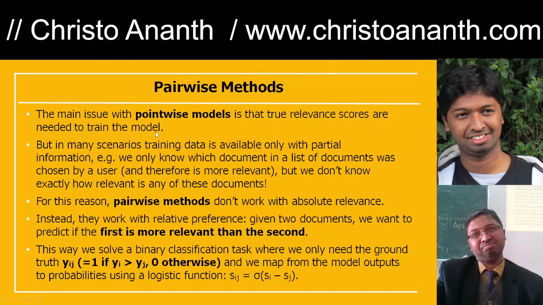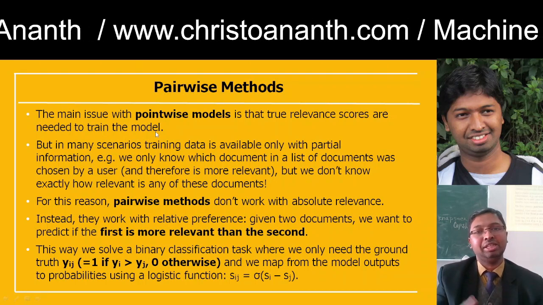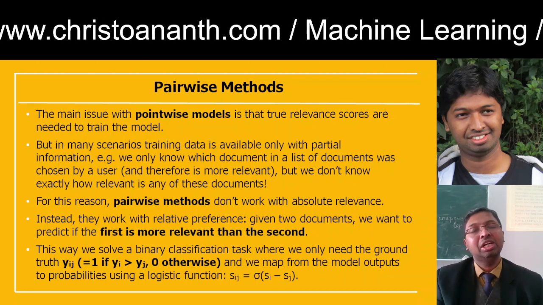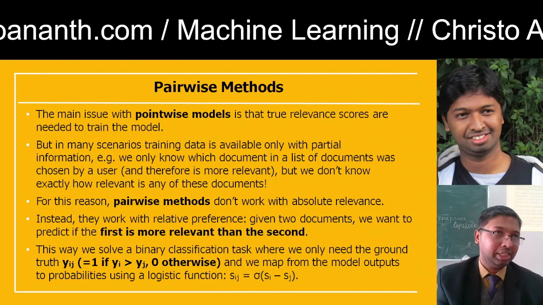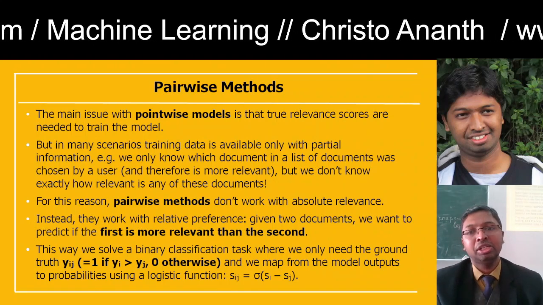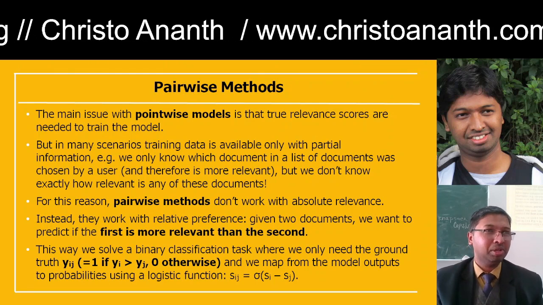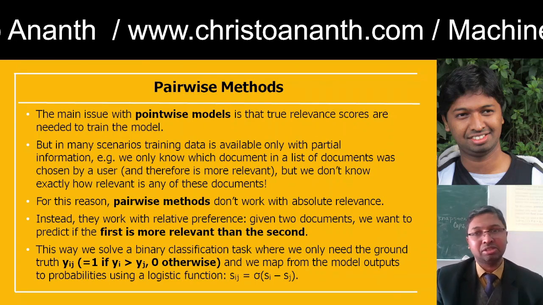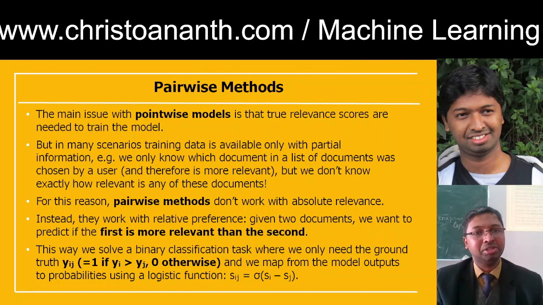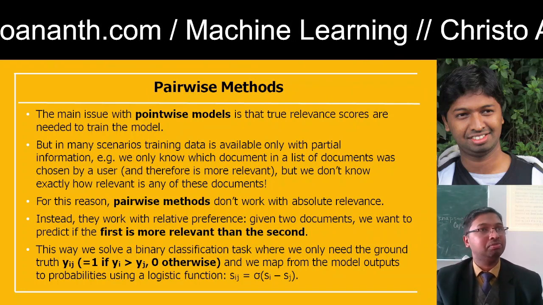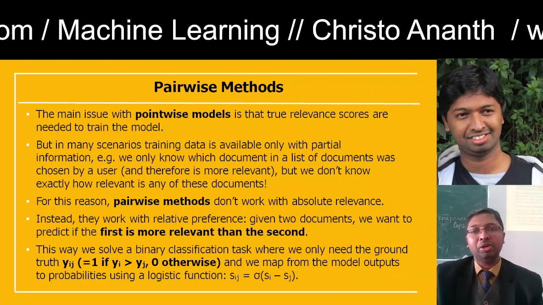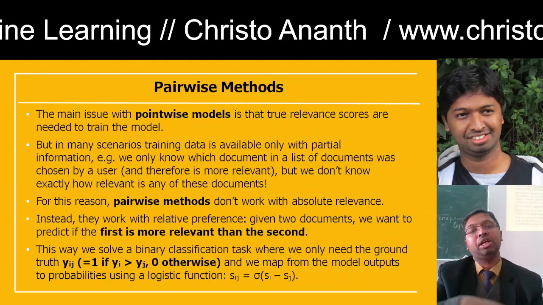So the major disadvantage of the point-wise method is that the true relevance scores are actually needed in order to train that model. That is the reason pairwise methods do not work on absolute relevance. They work on relative preference, which means that if there are two documents, we want to predict if the first is more relevant than the second.